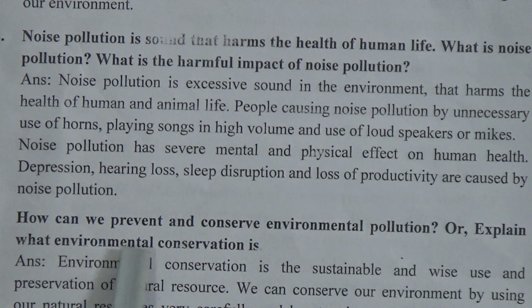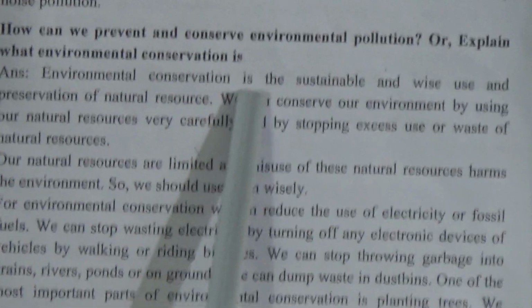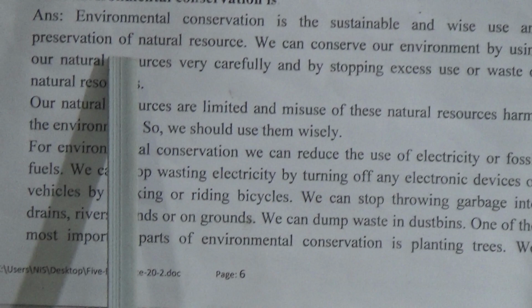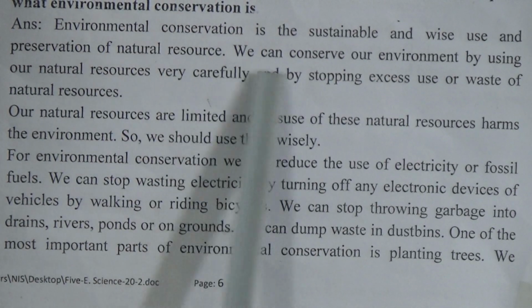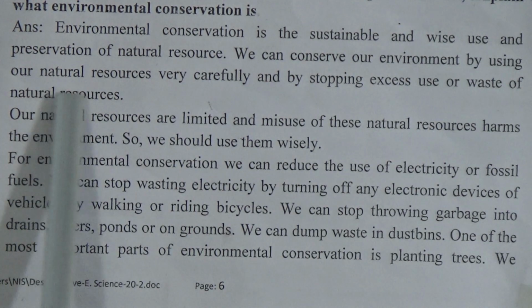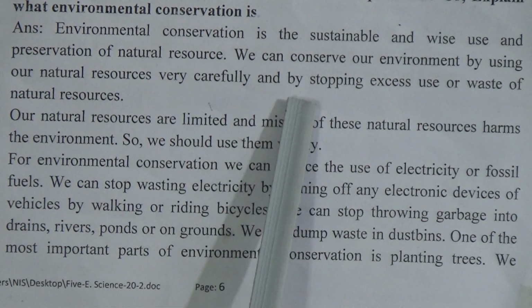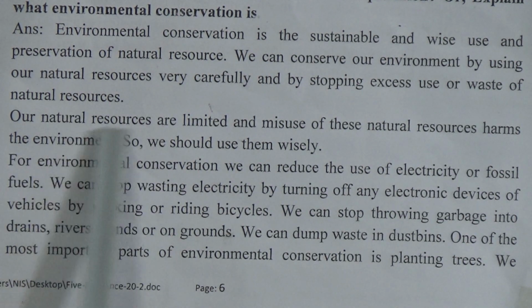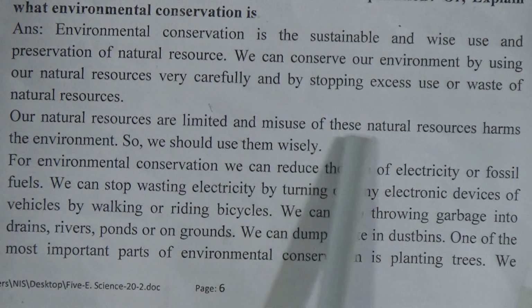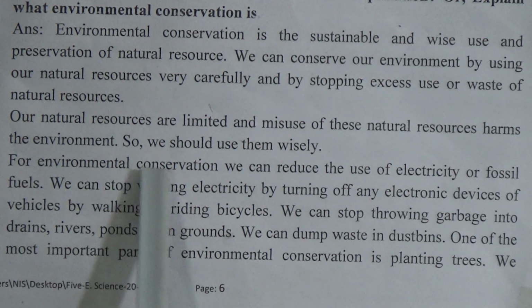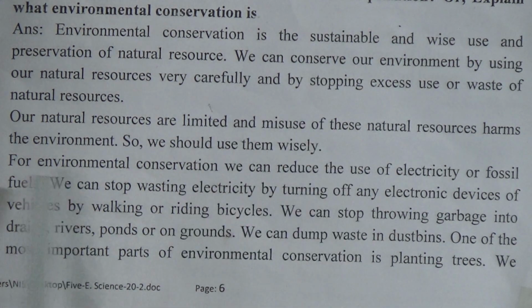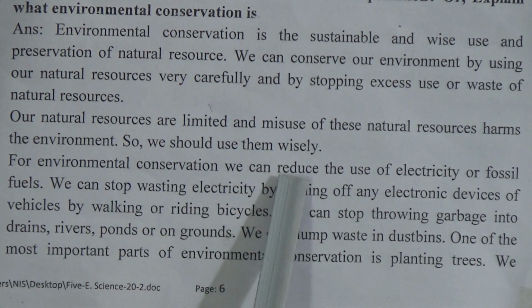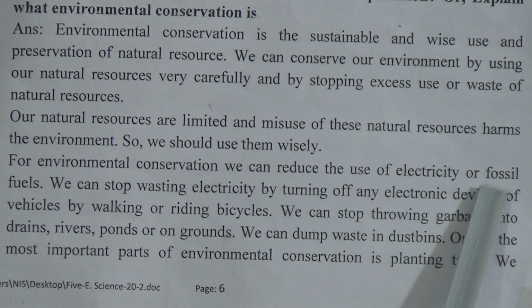CBQ number 3. How can we prevent and conserve environmental pollution, or explain what environmental conservation is? Environmental conservation is the sustainable and wise use and preservation of natural resources. We can conserve our environment by using our natural resources very carefully and by stopping excess use or waste of natural resources. Our natural resources are limited and misuse of these natural resources harms the environment, so we should use them wisely. For environmental conservation, we can reduce the use of electricity or fossil fuels.